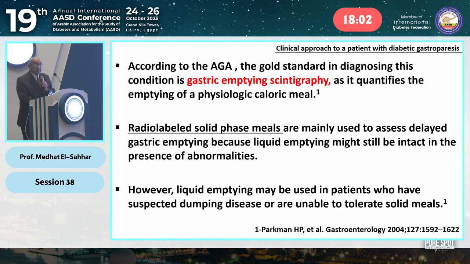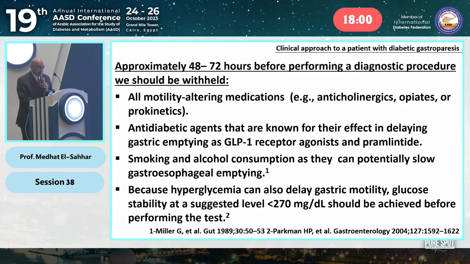This is the gold standard for the diagnosis of gastroparesis. I stop first for 3 days all the drugs that are known to decrease the gastric emptying. If he is on anticholinergic, I stop it. If he is taking anti-diabetic agents like GLP-1 receptor agonist or pramlintide, I will stop them, because as you know, pramlintide will lead to gastroparesis.